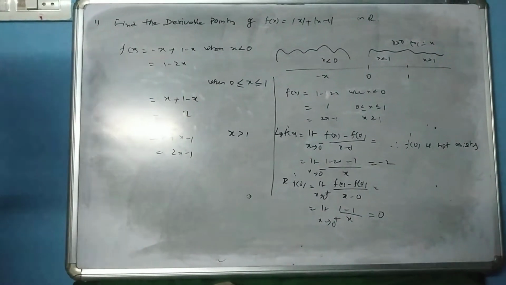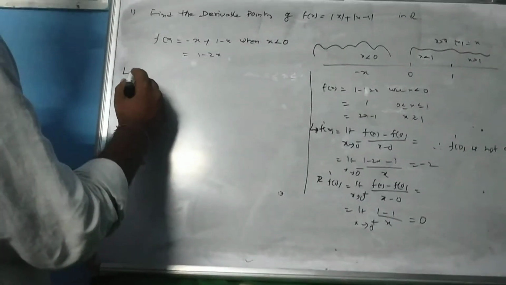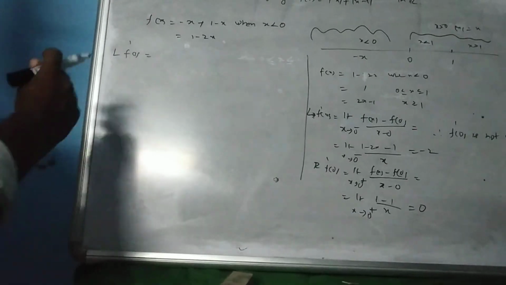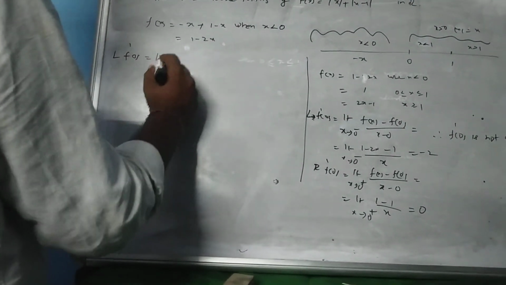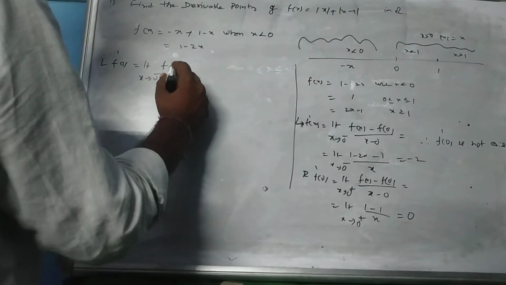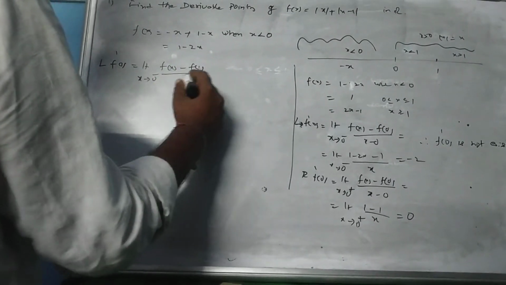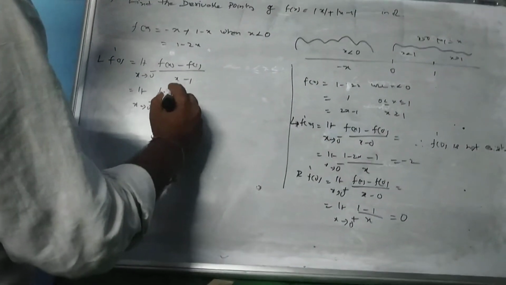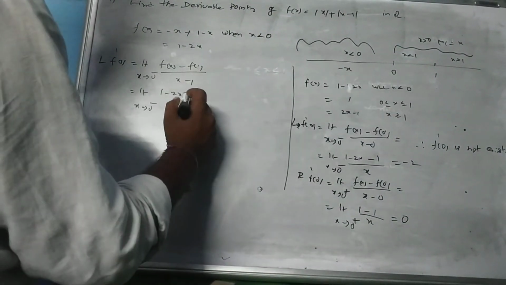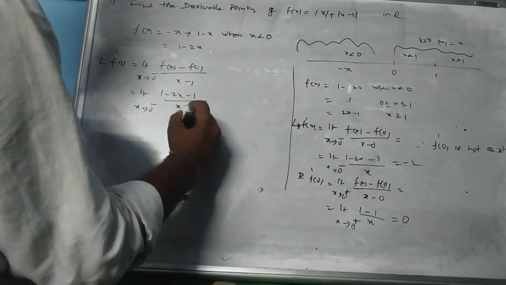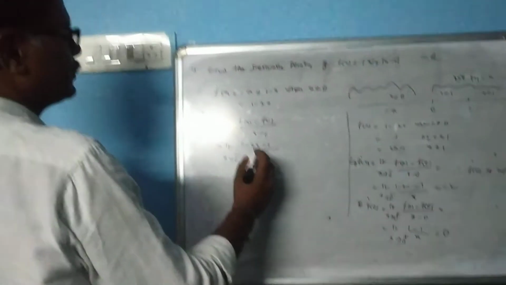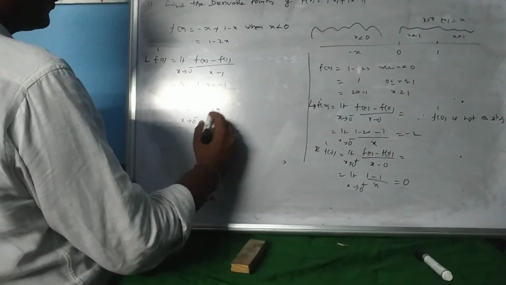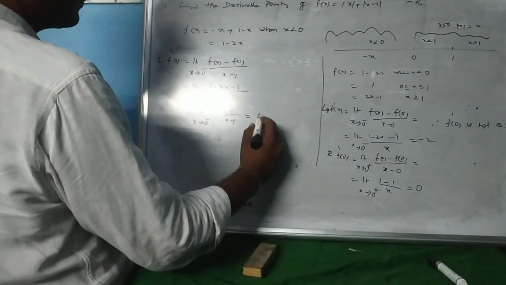Same thing at 1: what is f dash 1? The left derivative at 1. Here this is the limit as x tends to 0 minus of f of x minus f of 1 by x minus 1, when x is less than 0, where f of x is 1 minus 2x and f of 1 is 1. x gets cancelled, so it is 0 minus 2x by x minus 1. This becomes 0.